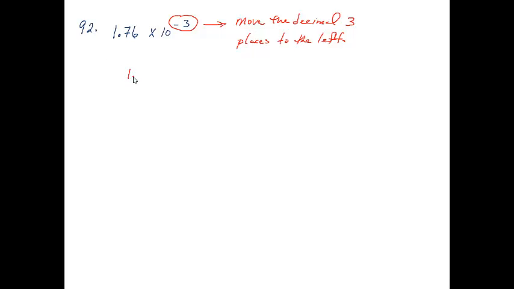So we have, let me rewrite this, 1.76. If I move it 3 places to the left, I have 1, 2, 3. And then you fill these in with zeros, right? So this number is really 0.00176. Great.